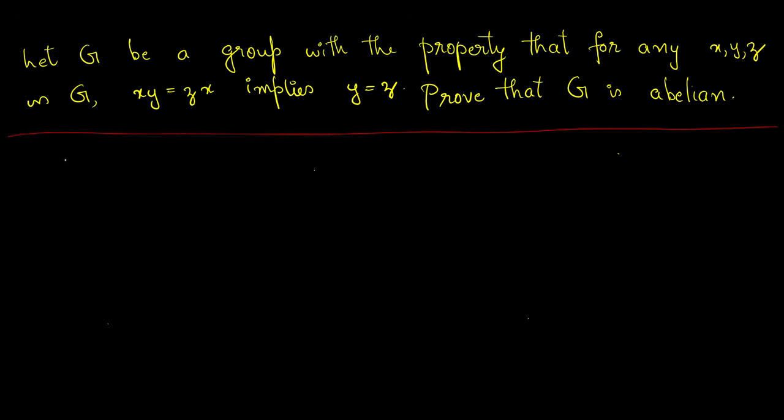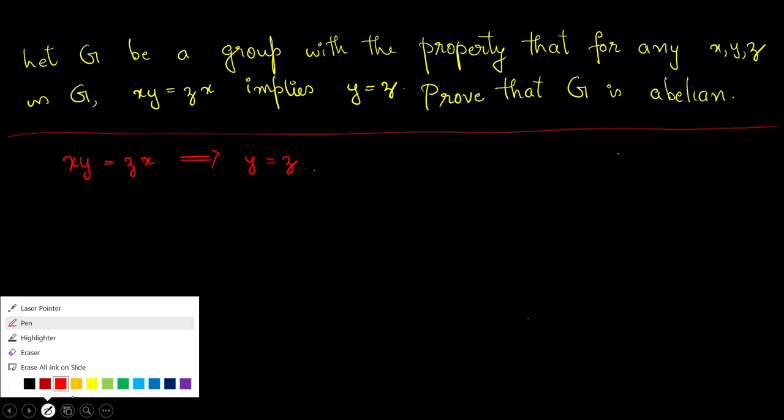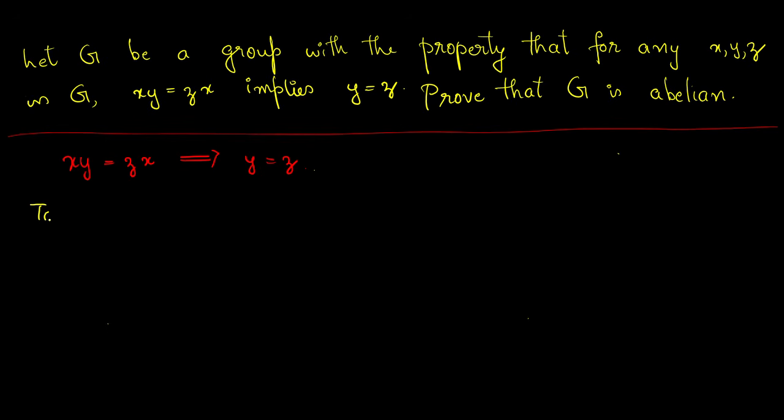What is the property? It is that xy is equal to zx. This will imply that y is equal to z. This is the special property that the group G has. We are asked to prove that G is abelian. All right, so to prove G is abelian, now by definition, when do we say that a group G is abelian?